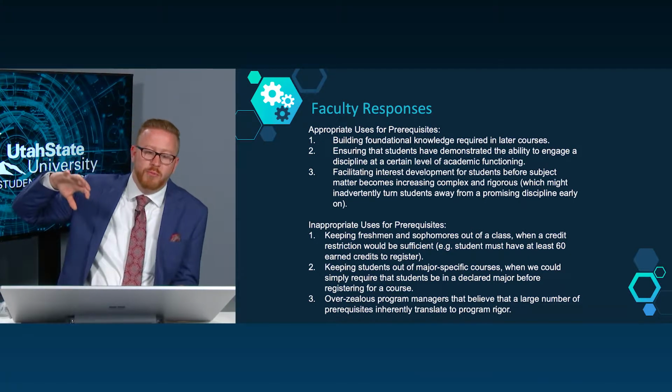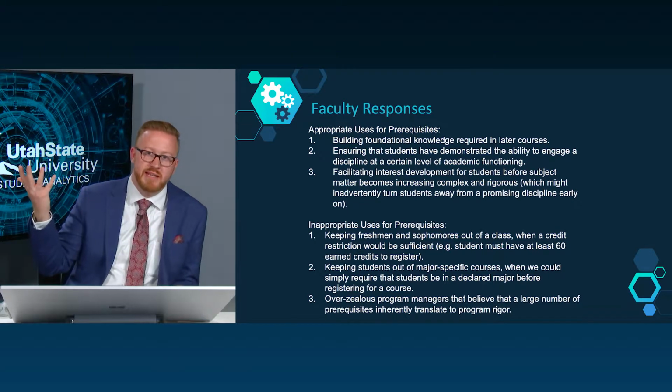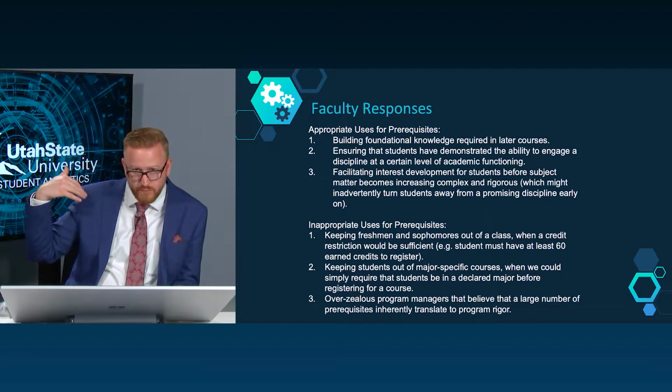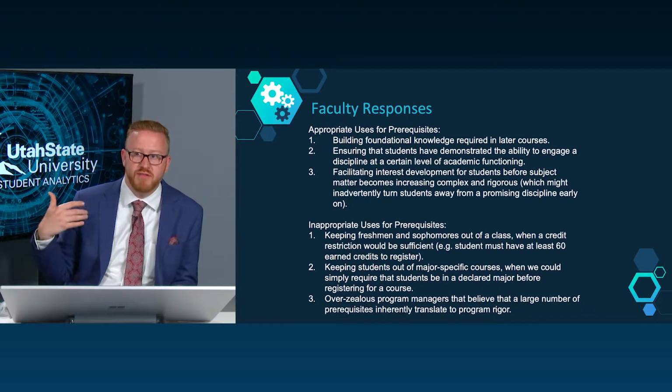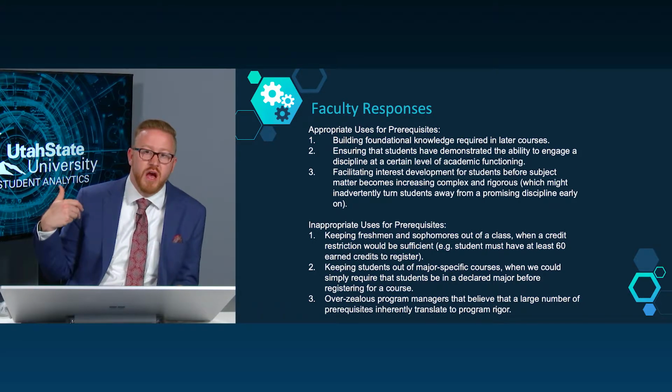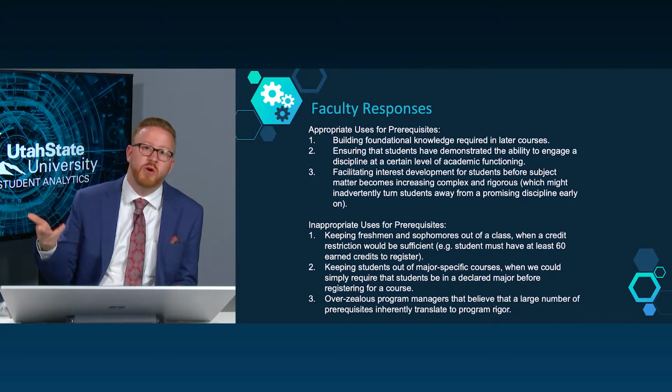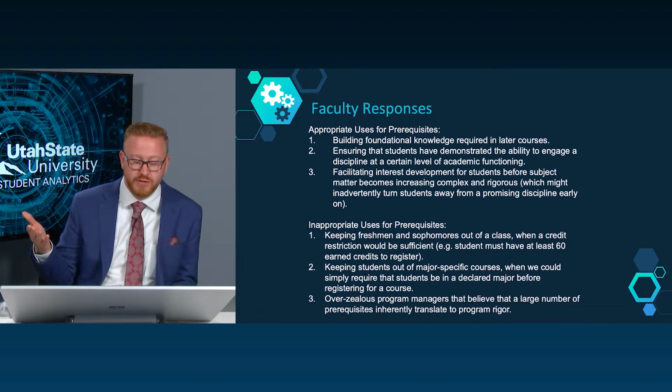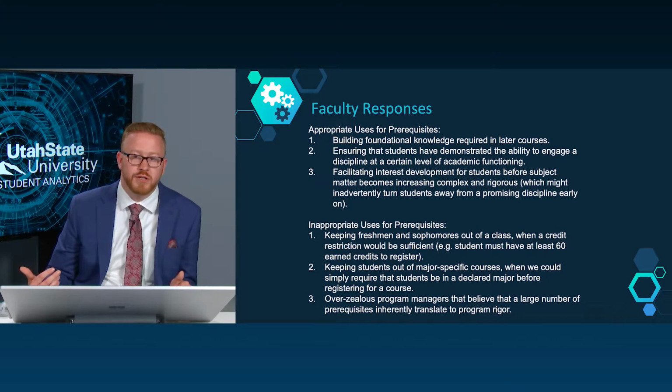Now, all of those appropriate uses, you flip them on their head, they become inappropriate uses, but there was immediately this awareness amongst the faculty in the discussion of, oh yeah, we know what you're getting at. We're really dissatisfied too, because sometimes we see prereqs being used for these inappropriate reasons. So one, keeping freshmen and sophomores out of a class. Right? We're just trying to overly manage, right? And instead, we should be using credit restrictions, right? Students must have at least 60 earned credits, right?